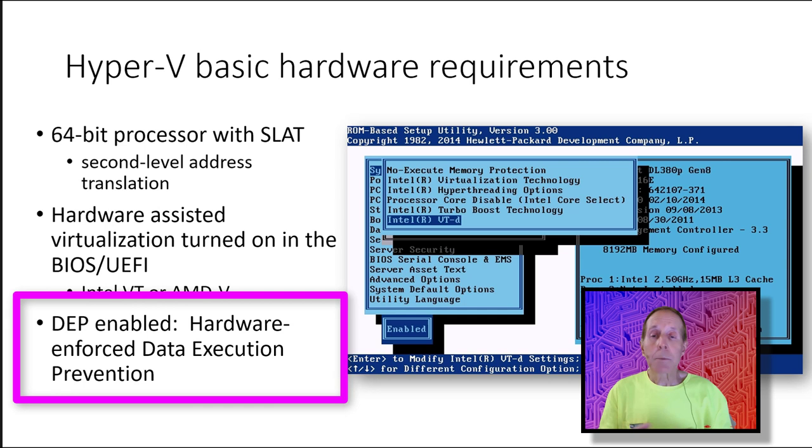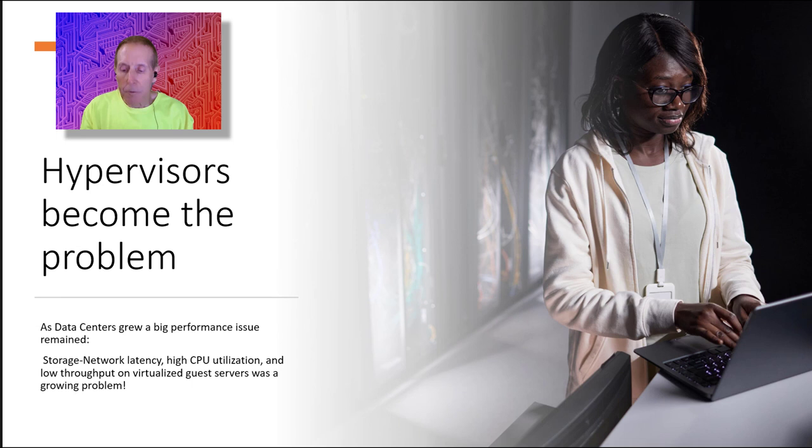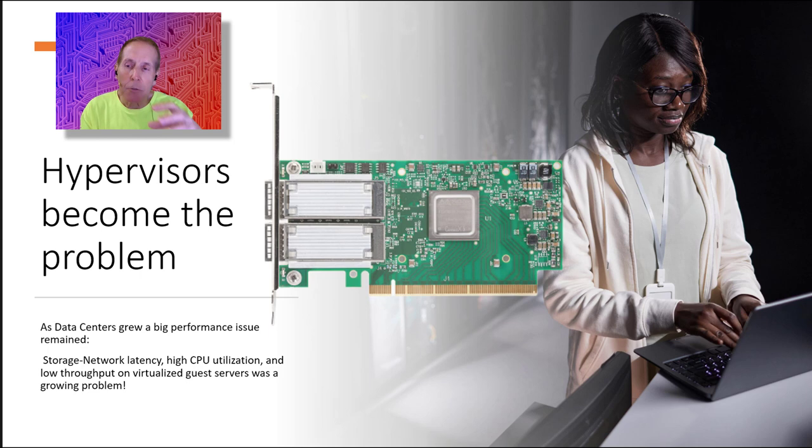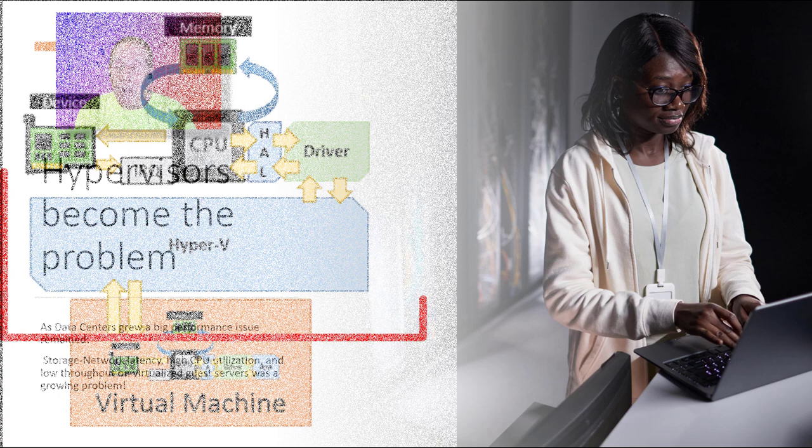Now, these are the basic requirements. If you start moving into other things like shielded VMs, you're going to have more features than just this, but this will get Hyper-V installed. Virtualization is a big deal for enterprise, for data centers, and cloud providers. The problem was they wanted to move more and more servers into a VM environment. Many of these servers were hardware intensive, needed a lot of fast network, a lot of bandwidth intensive storage, and putting them into a VM, the hypervisor actually becomes the problem. The value of isolation through a hypervisor in a VM actually became a problem with performance.